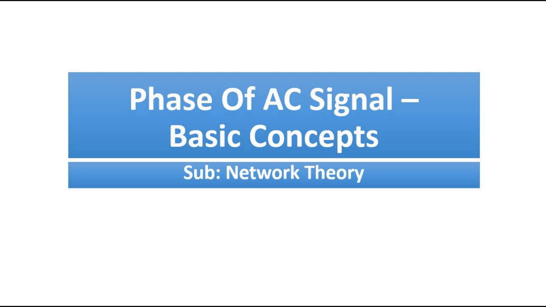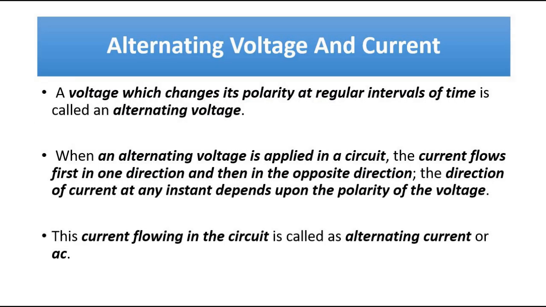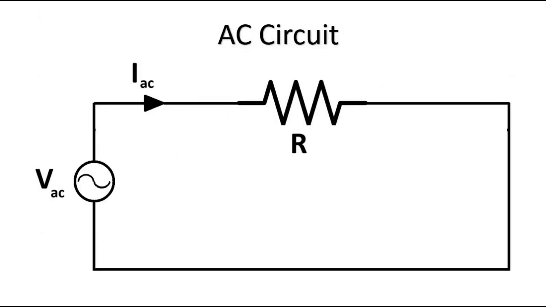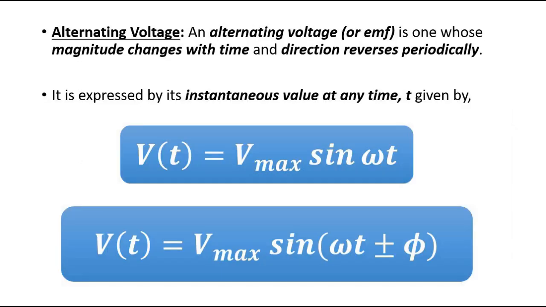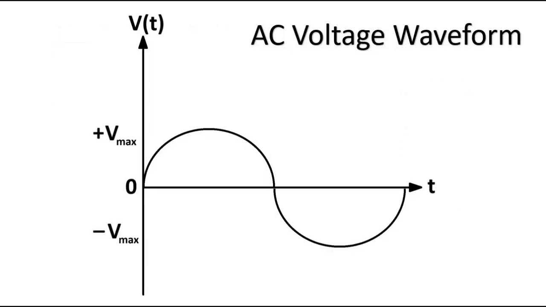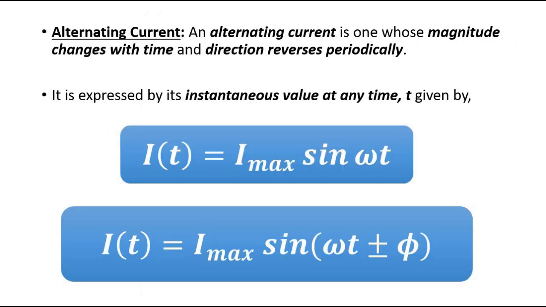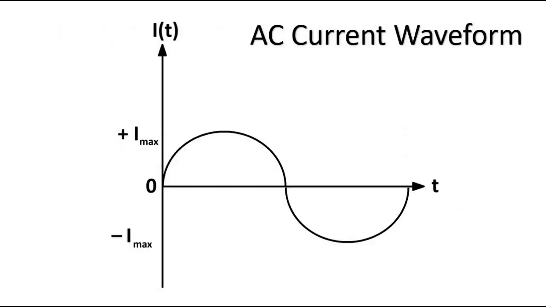Okay, so a quick review. The alternating voltage and current is a parameter which changes in terms of both magnitude and direction, and the polarity of the voltage changes at regular intervals of time. As a result, when such an alternating voltage is applied to a circuit, it results in an alternating current. The mathematical expression of the voltage is this. This is the waveform. For current it is this, and this is the current waveform.